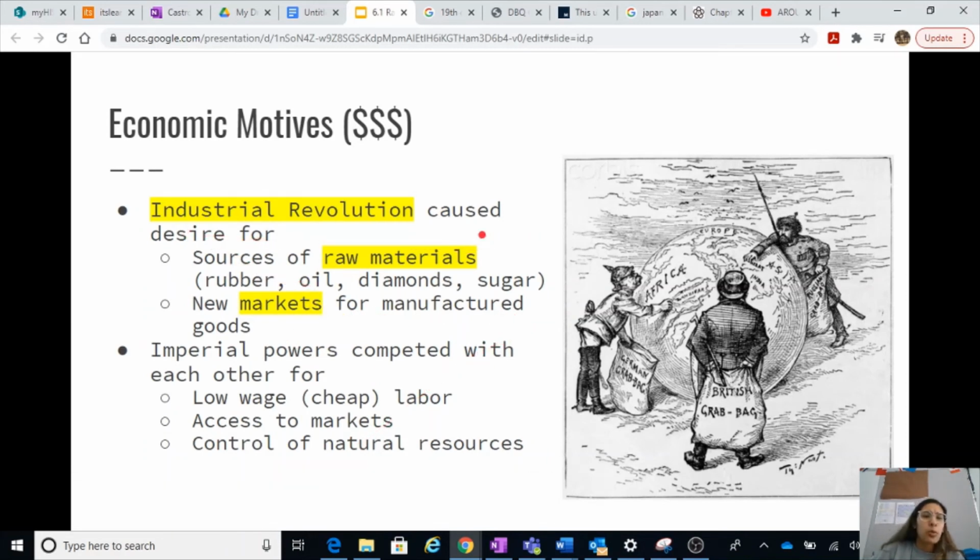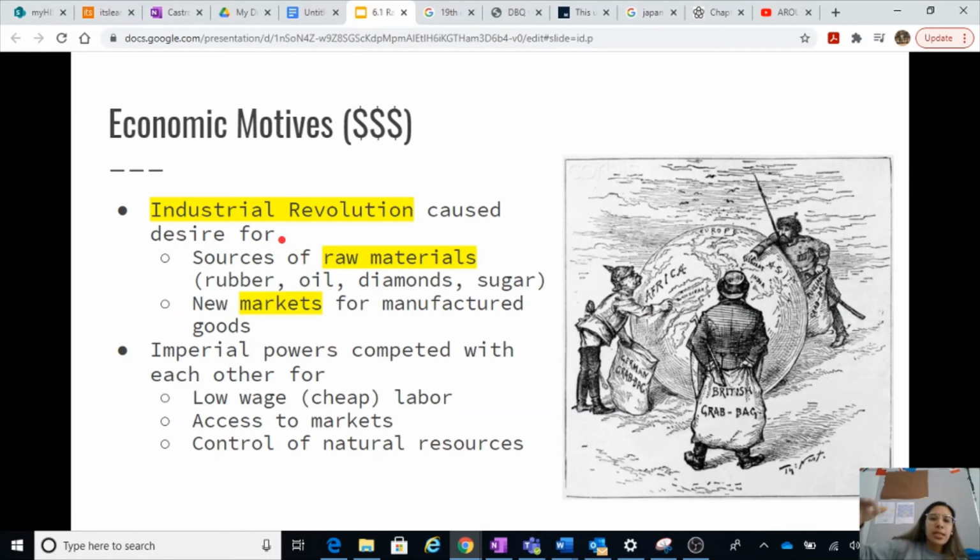The Industrial Revolution, going back to the economic motives. The Industrial Revolution, we talked about that in the last unit, causes this desire for raw materials like rubber, oil, diamonds, and sugar to produce stuff. And then when we produce those manufactured goods, it's going to require us to seek out new markets to sell those goods to.